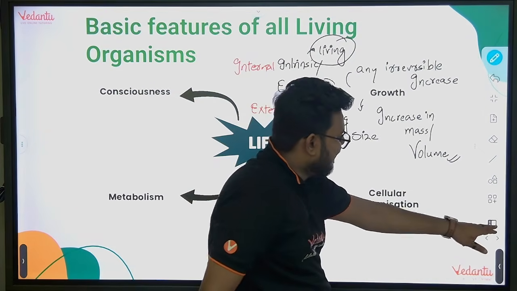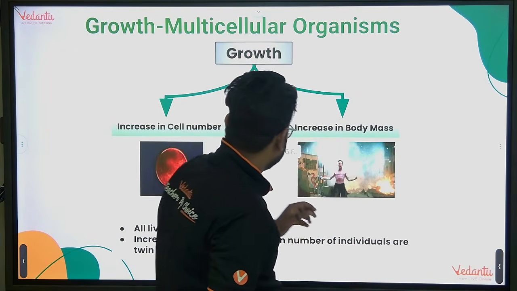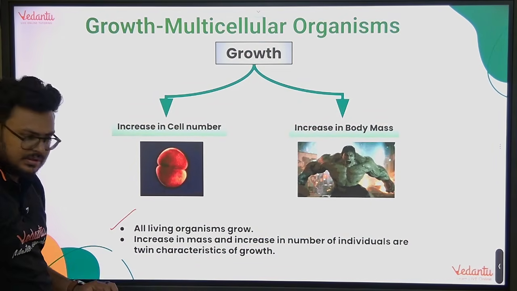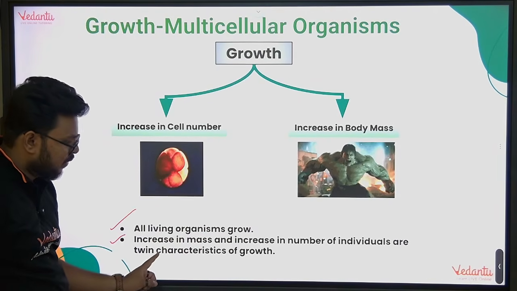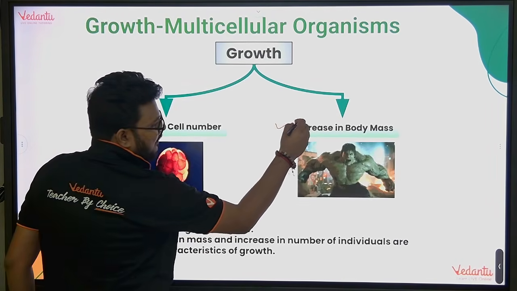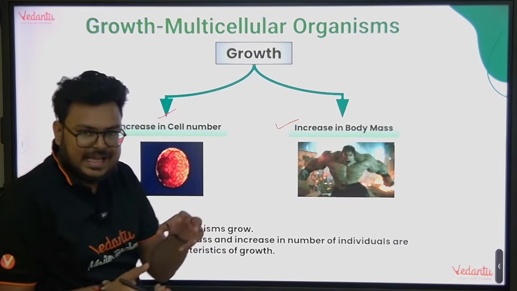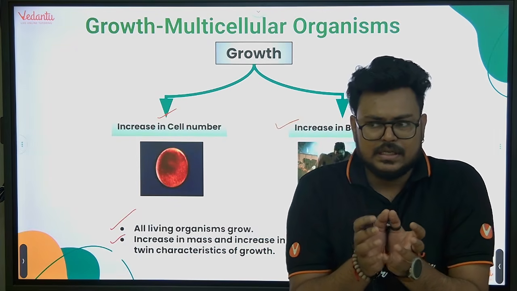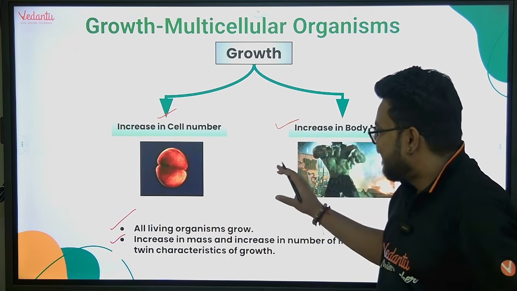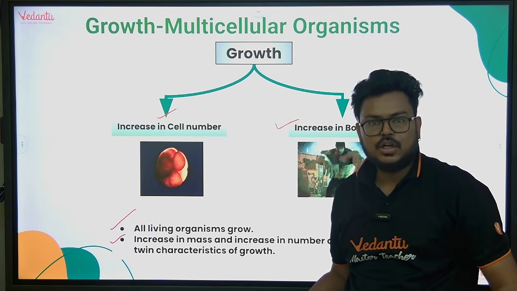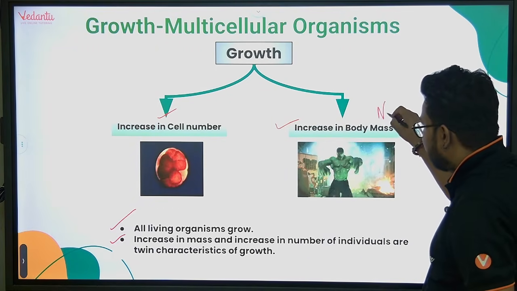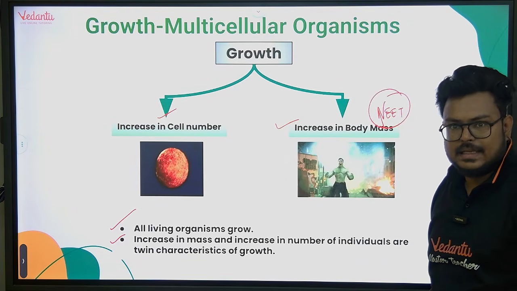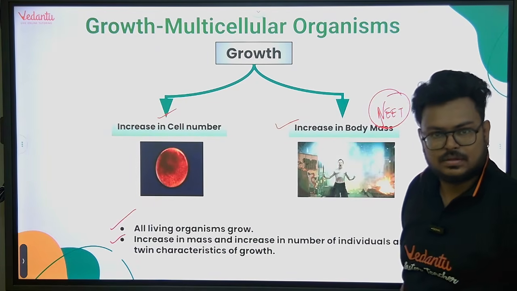So growth is what? Increase in size, or we can say mass. Any increase in size or body mass can be considered as growth. All living organisms grow. Increase in mass and increase in number of individuals are twin characteristics of growth. Very important: increase in body mass and increase in cell number. When we were very small, we had thousands of cells, or let's say lakhs of cells. Now when we are this big, we have millions of cells. So increase in number represents growth. It is a very important question that always comes in NEET exam: what are the twin characteristics of growth? Increase in body mass and increase in cell number. You can write it somewhere in your notes also, right?